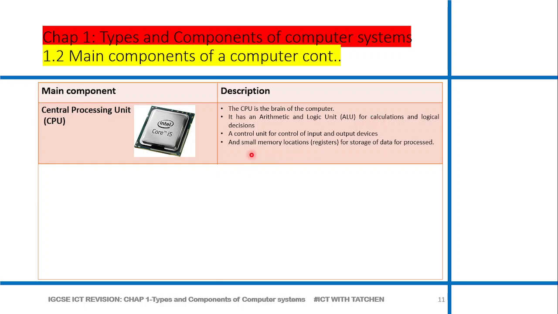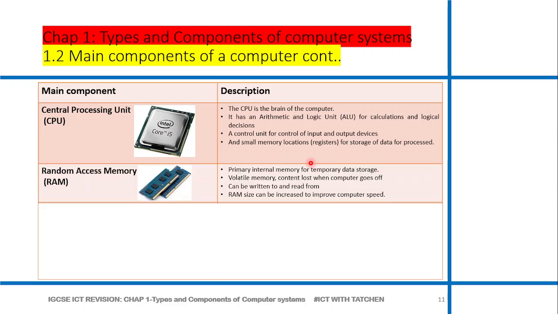And then you can also say it has a control unit, for controlling input and output devices. And you can also say it has small memory locations called registers for data storage while data is being processed. So these are some key aspects of the CPU that make it central to a computer.